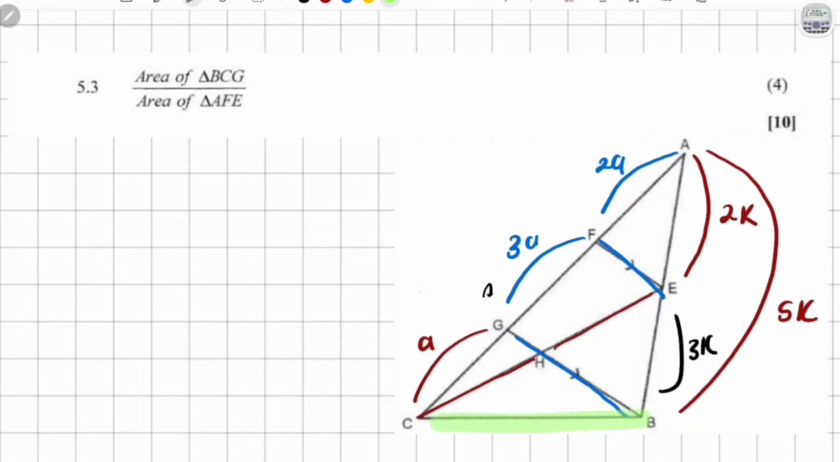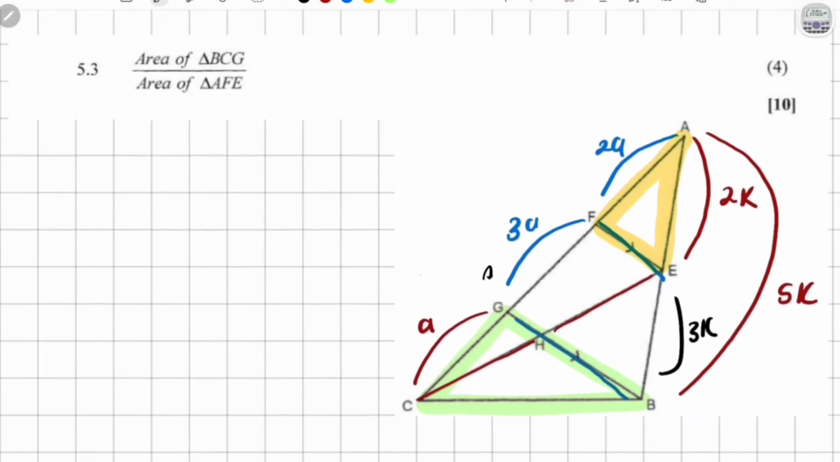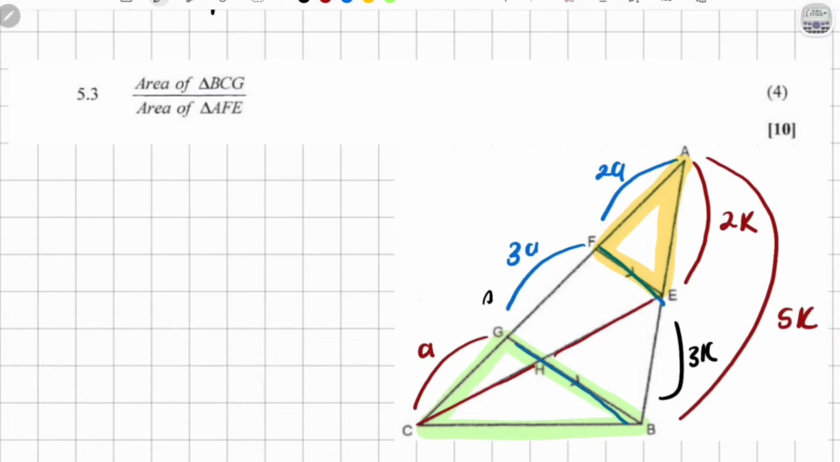BCG, that triangle. And the other one is triangle AFE. So triangle AFE, that triangle. We have to find the areas of those triangles over each other. You have to individually find the area of each triangle first.